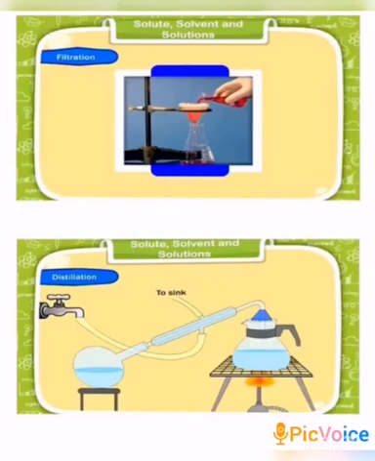Next, separation of substances. There are two kinds of substances, soluble and insoluble. The soluble substances are separated from the solution by the process of heating, and the insoluble substances are separated by the processes of filtration, sedimentation and decantation.